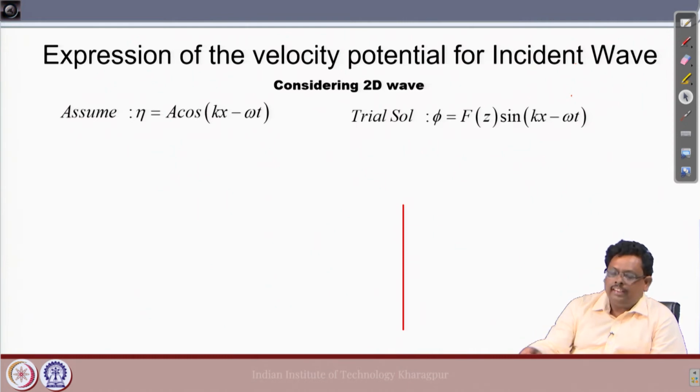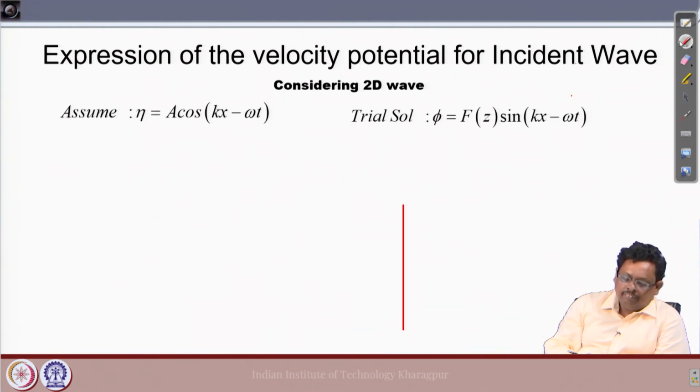Then why I select it is sin(kx − ωt), right. Now, this is the answer, also very simple here. Let us just guess from my kinematic boundary condition, which is nothing but ∂φ/∂z = ∂η/∂t.